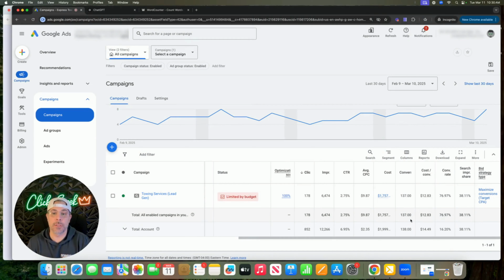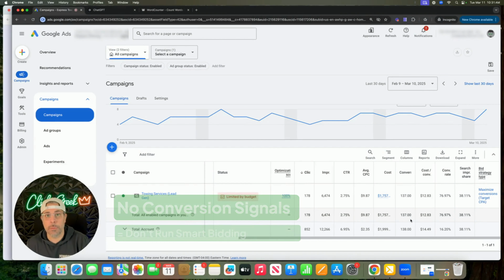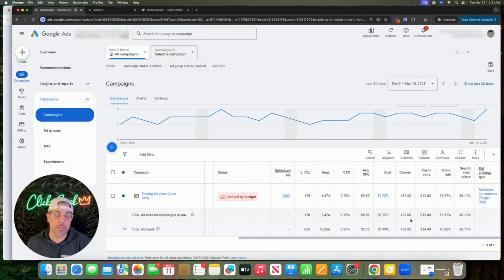And the problem is, as I said before, when you start out a campaign, if you go right for some kind of automated bidding strategy with no previous data in the account, Google's not going to know what to do because they have no signals to go off of. So when you start a new account, we always start them on maximize clicks or manual CPC, whichever you prefer. I do maximize clicks because I want to get as much data as fast as possible.